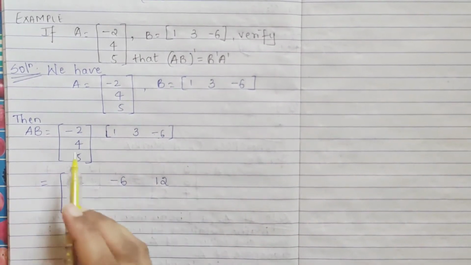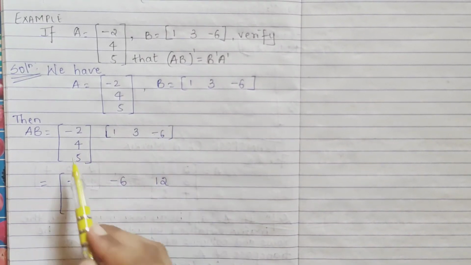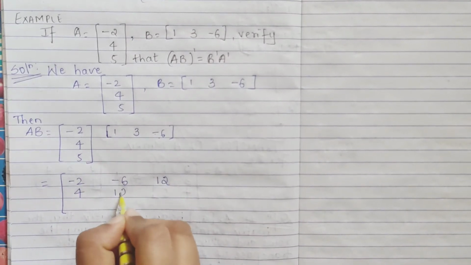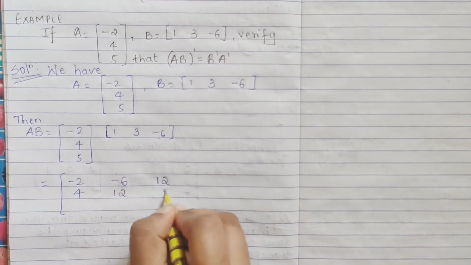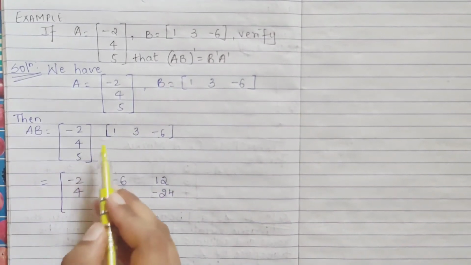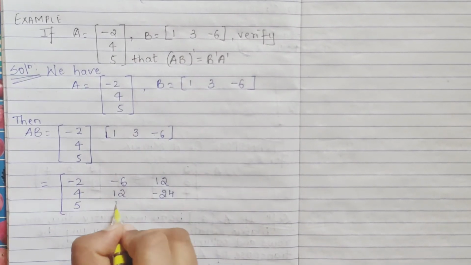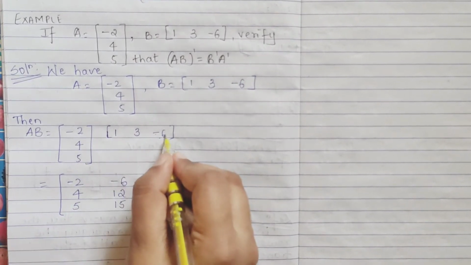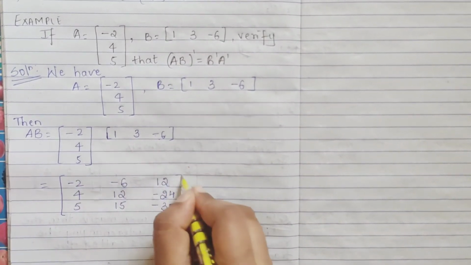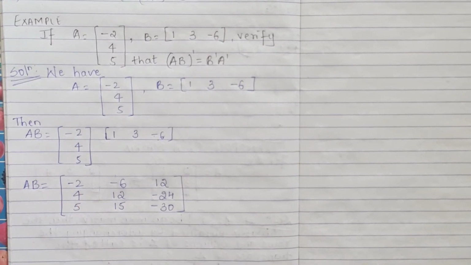Yes? Next, second row first column, second row second column, second row third column. 4 into 1 is 4. 4 into 3 is 12. 4 into 6 is 24, sign is minus. Same, third row: 5 into 1 is 5. 5 into 3 is 15. 5 into 6 is 30, sign plus into minus is minus. So this is your AB. Right? You have got your AB.